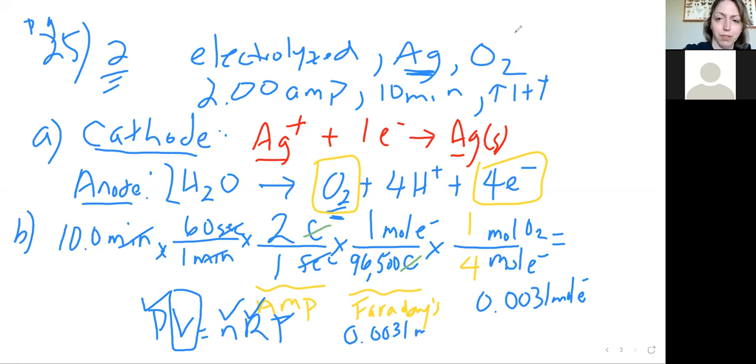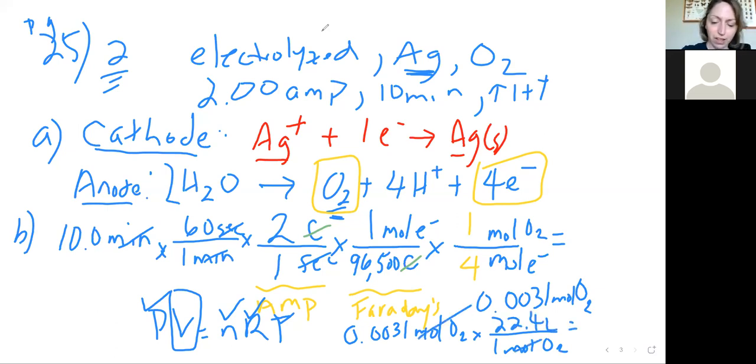Whoops, let me fix that. I put moles of electrons, but that really should be moles of O2. So watch this. If you guys remember, since we're at STP, for every 1 mole of O2, it's going to take up 22.4 liters. So you're welcome to use that conversion factor as well if you remember it. So that's how part B comes into play.